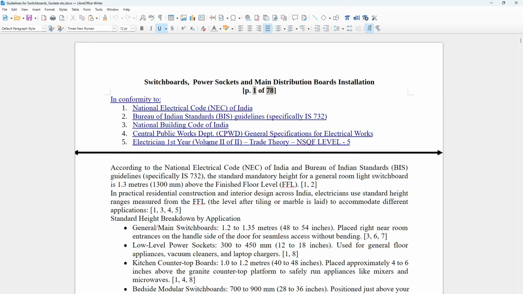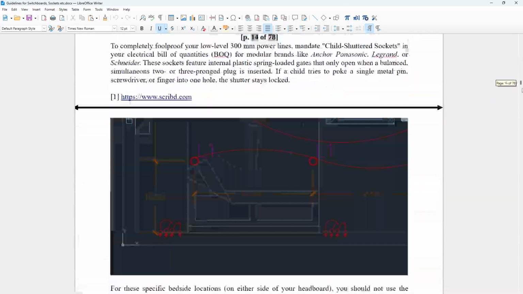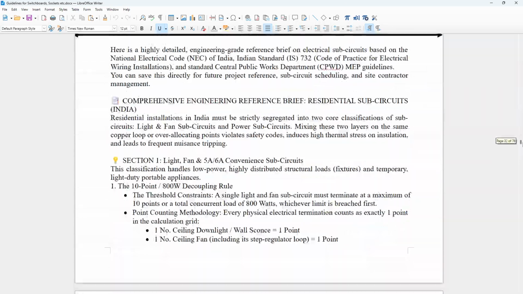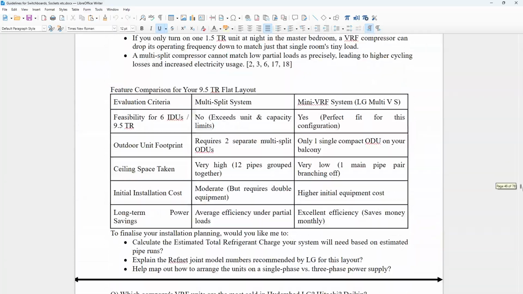And from this book I have taken some important information. This is Electrician First Year Volume 2 of 2 Trade Theory. This is an ITI book. So these are some of the rules and regulations which govern electrical installations in India.